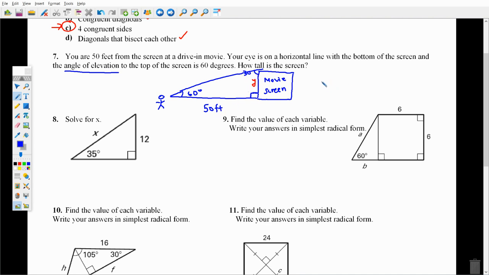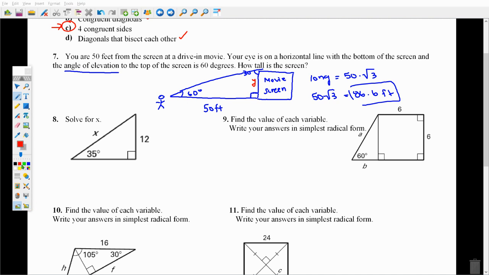And so very quickly you could do your long leg, because this is our long leg across from our 60 degrees, is going to be our short leg, which is 50 feet, times square root 3. So you could just say here the movie screen is 50 square root 3, and you could plug that into a calculator to figure out the actual value. It's going to be 86.6 if you round. So it's about 86.6 feet.